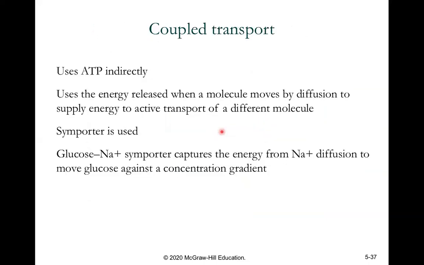Within coupled transport, we see that there are uses for ATP that are indirectly used. This uses the energy that is released when a molecule moves by diffusion to supply energy to active transport of a different molecule. Now, the symporter is used to have this coupled transport go on. Remember, these still need the different energy additions of ATP. The glucose-sodium symporter captures the energy from sodium diffusion to move glucose against a concentration gradient.